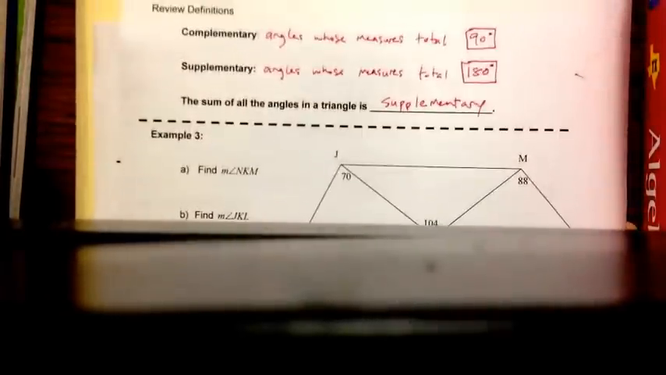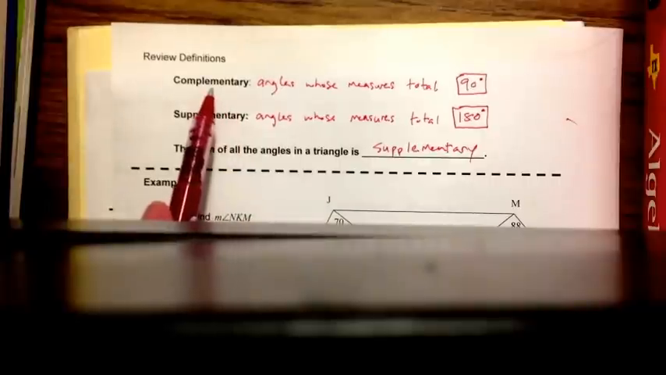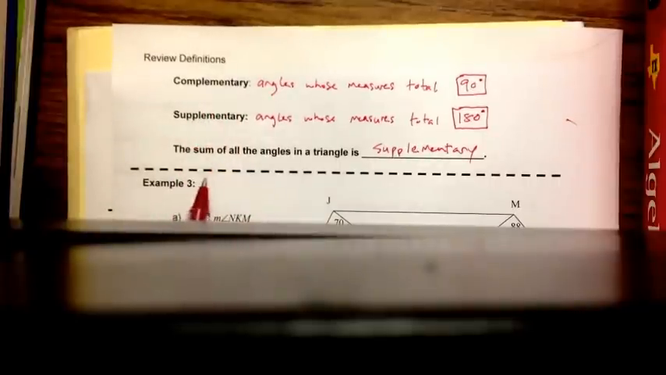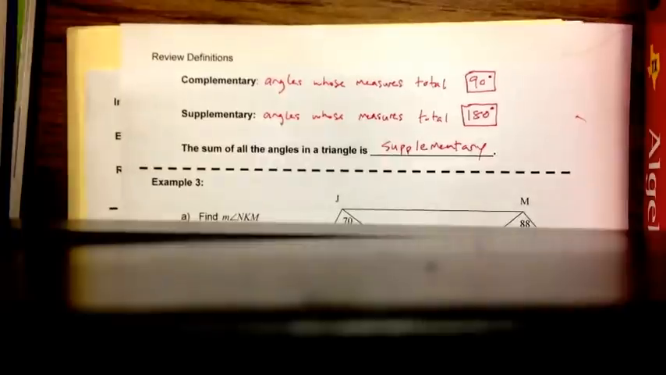Next page, we're going to get down some very basic vocabulary that we've seen before. Complementary and supplementary. Take a second to get those down and note that all the angles of a triangle have to be supplementary. Pause the video, make it happen.